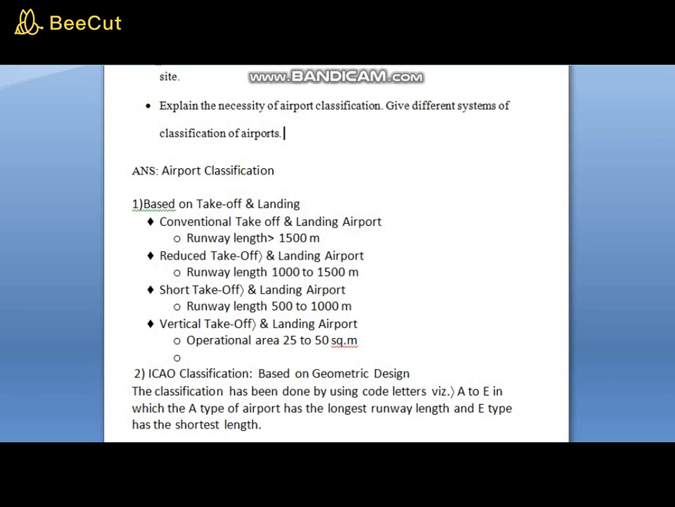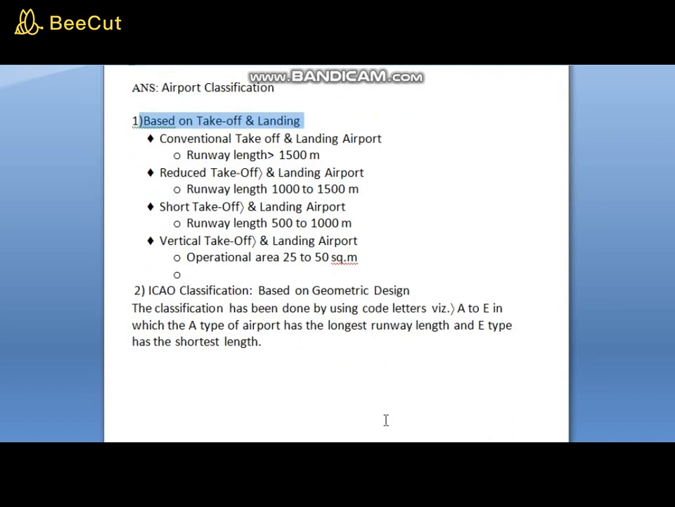Short takeoff and landing airport: runway length is between 500 to 1000 meters. Vertical takeoff and landing airport: if the operational area is limited to 25 to 50 square meters. This is the classification based on takeoff and landing.